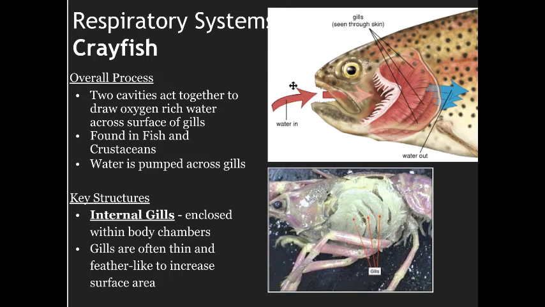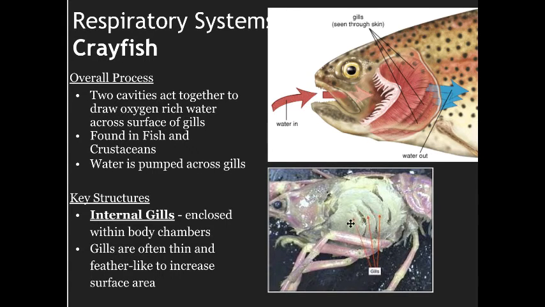So the water outside in the environment has oxygen in it, goes through the mouth, gets pumped out the gills, and in doing so, the gills are able to extract oxygen from that water and then take that into the organism's bloodstream. Inside the gills, if we were able to zoom in here, we would be able to see all these blood vessels able to extract the oxygen.